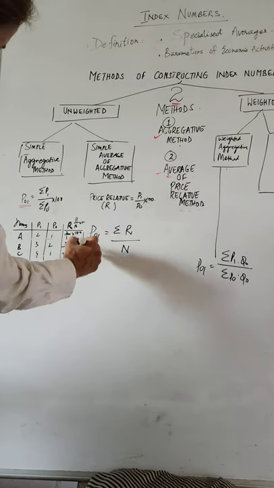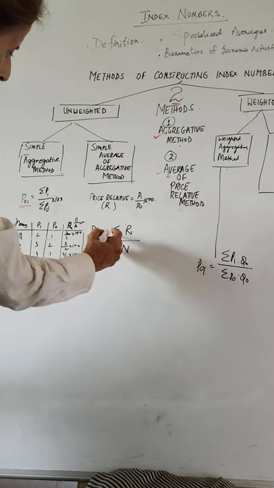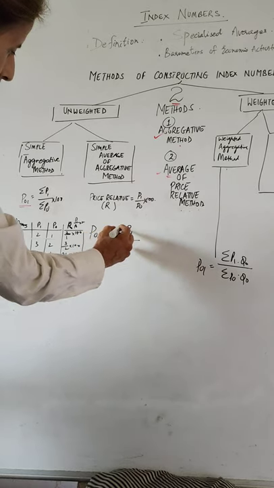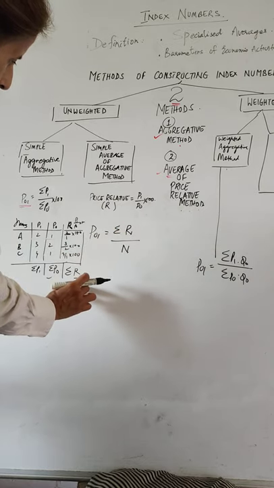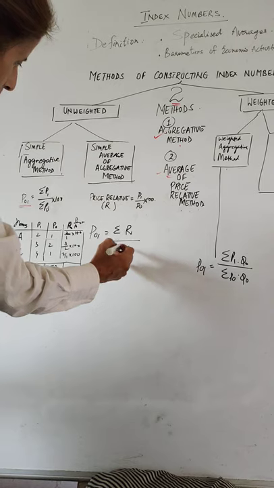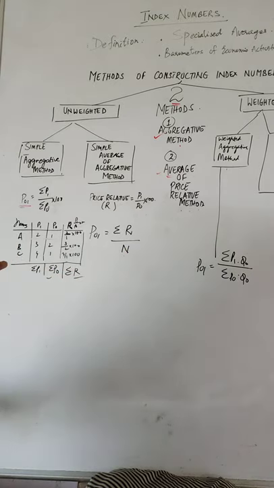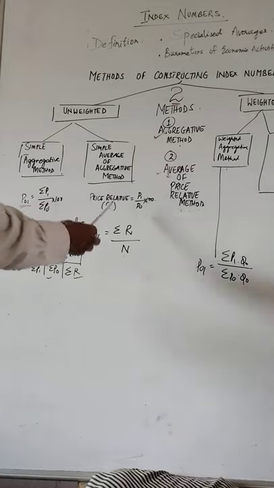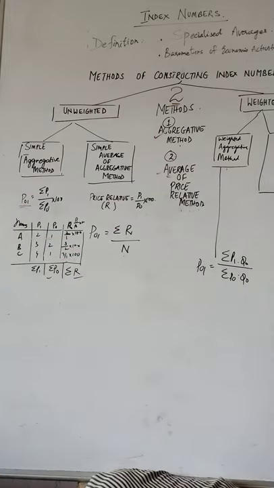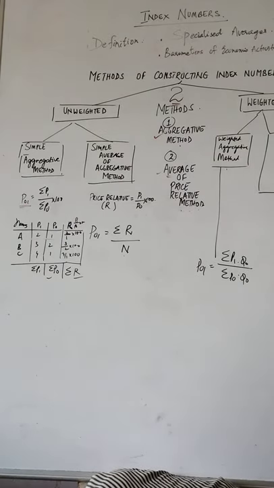So whatever you get here, you will sum up all the relatives. The index number is the summation of all the price relatives divided by n. N here is the total number of items, which is 3. So n is the total number of items. This is the simple average of price relatives method.